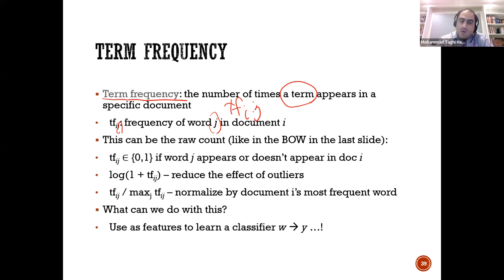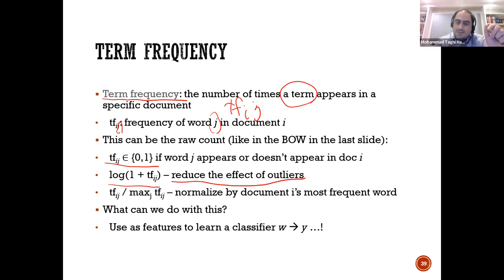This can be just the raw count, like in the bag of words, where we just count how many times it appears. Sometimes you don't care whether it appeared 10 times or 20 times; you just care whether it appeared or not. In this case, TF_ij would be 0 or 1, whether it appeared or not. Sometimes we reduce the effect of outliers, so we take the log of this.